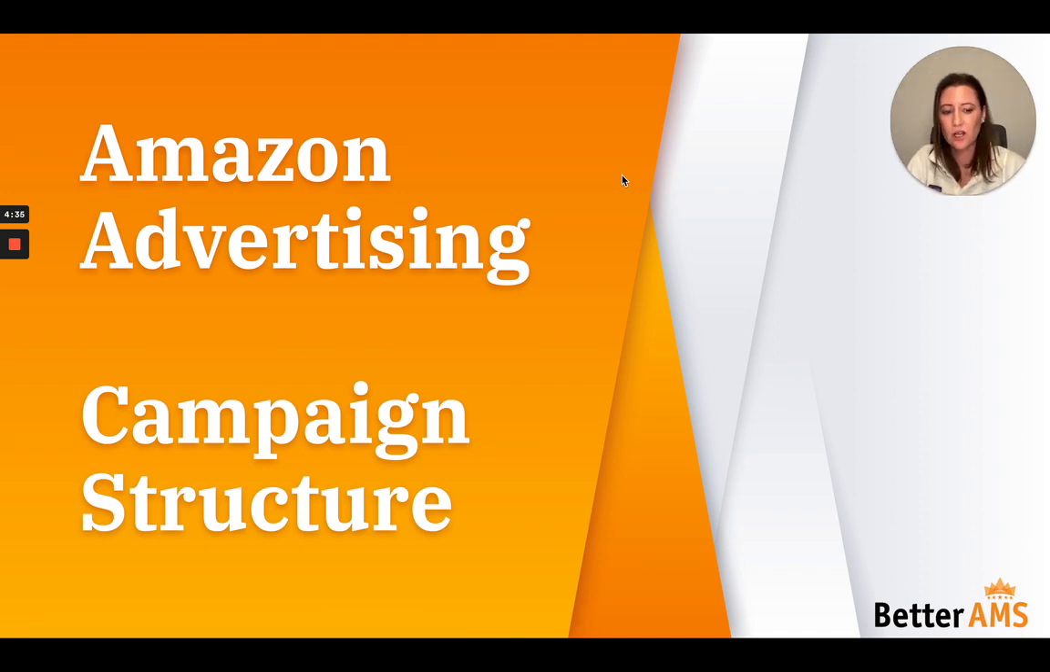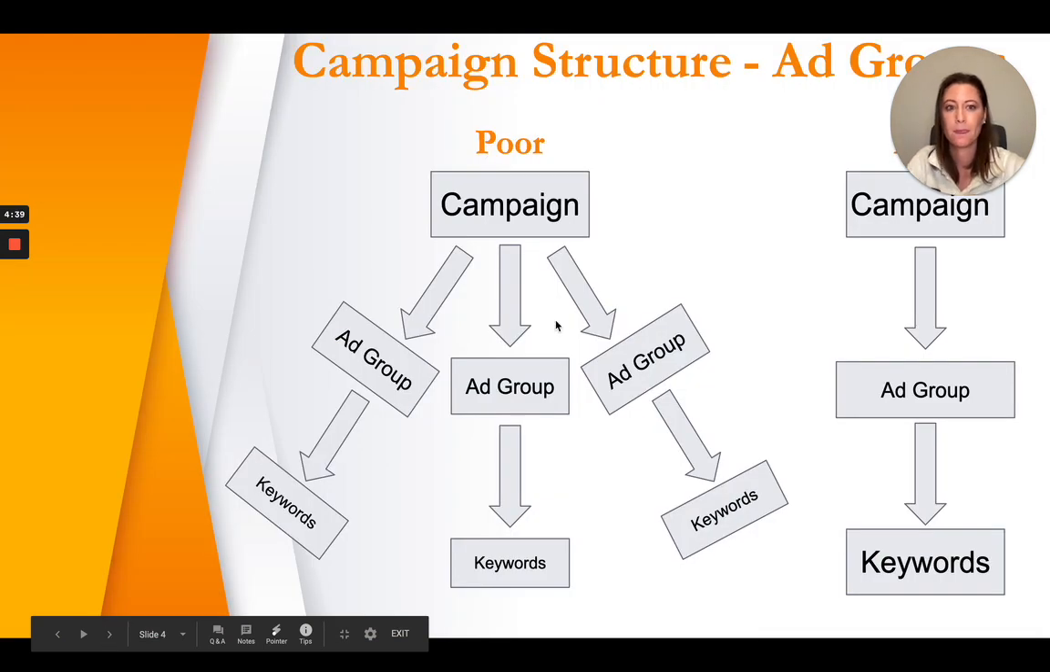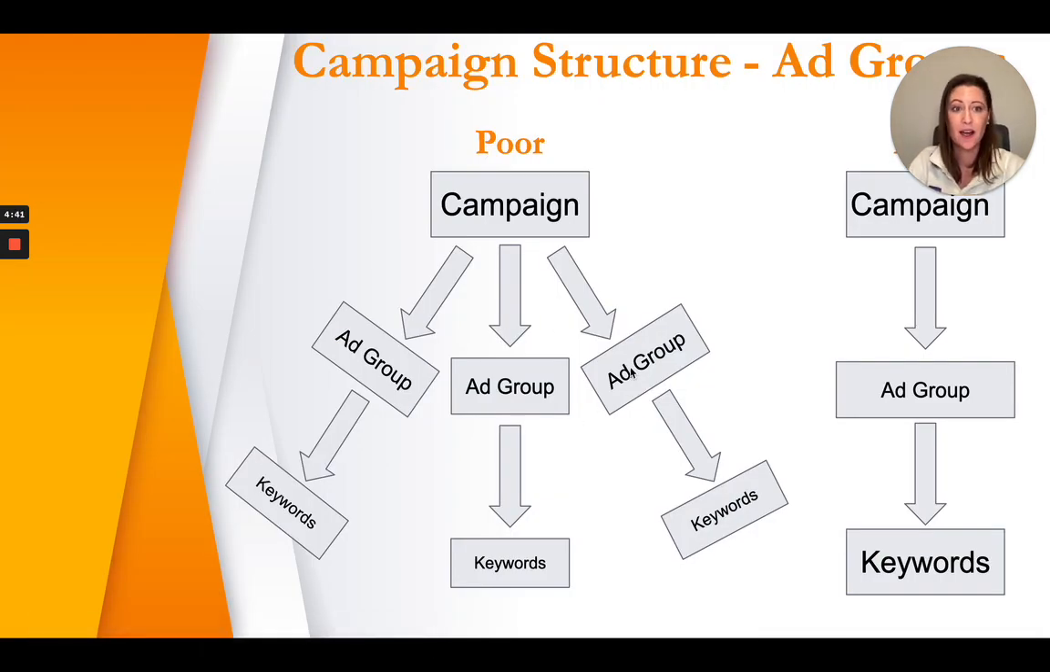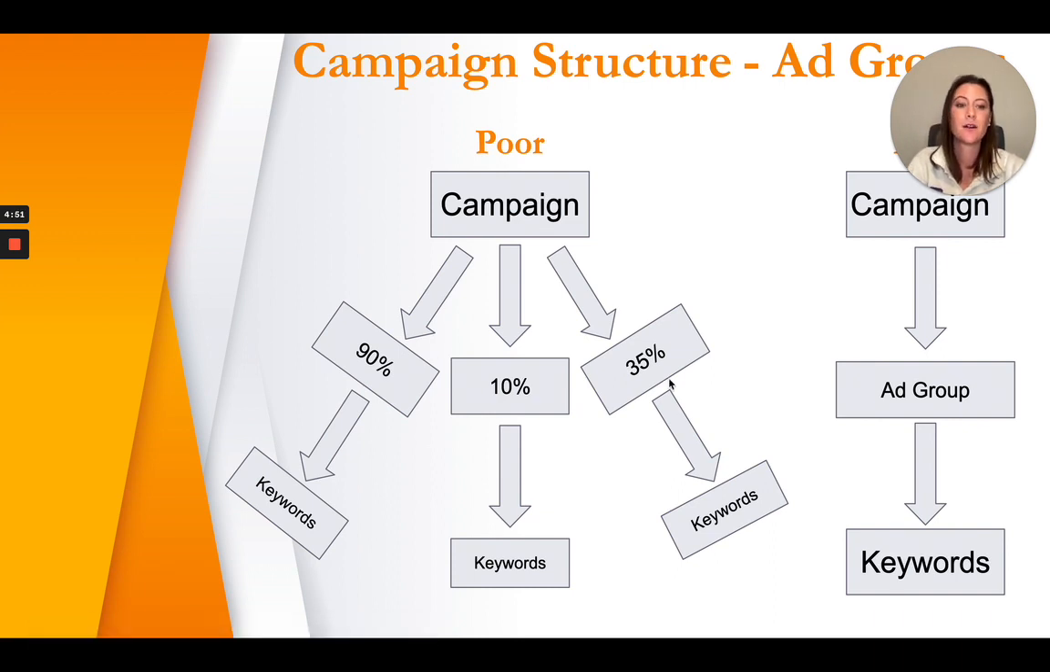If anyone's watched a lot of my presentations, I've covered this quite a few times, so I'm going to run through it. We do not run multiple ad groups. We run 1 ad group per campaign. The main reason is that budget control is on the campaign level. So if I have 3 ad groups, one's at 90%, one's at 10%, one's at 35%, I may not want to increase my budget because it may average out to 50% ACOS if the 90% is more heavily skewed.